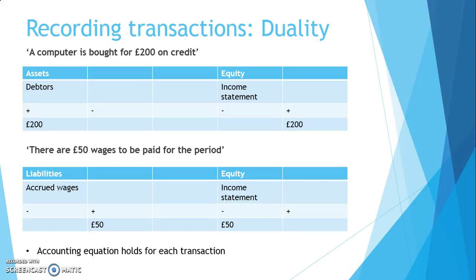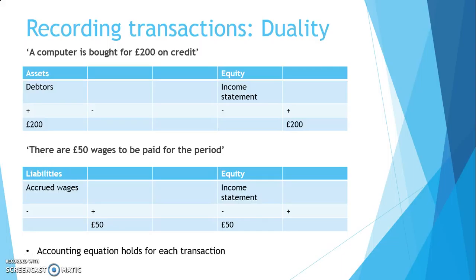Taking another example, there are £50 of wages to be paid for the period. This increases the value of a liability, accrued wages, and hence is a credit of £50 recorded on the right half. This also decreases equity via the income statement, hence is a debit and recorded on the left half as £50.